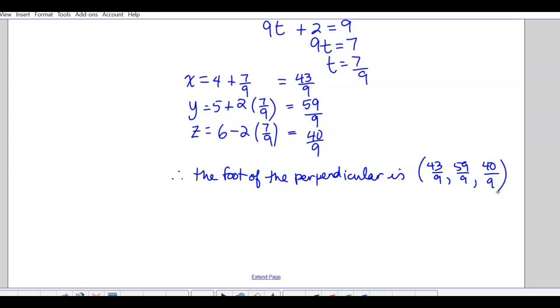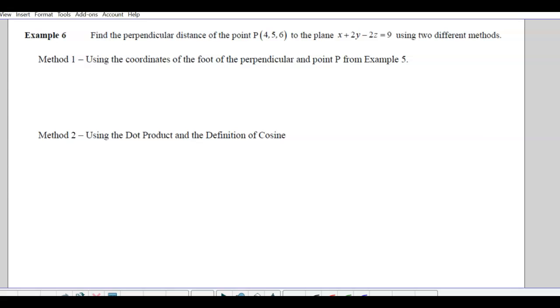Okay, so what that's going to be helpful for is finding the distance from a point to a plane. It's one method of doing that, and that leads into the next question. So question 6 says, find the perpendicular distance of the point 4, 5, 6 to the plane using 2 different methods. First method, use the coordinates of the foot of the perpendicular and point P from example 5.